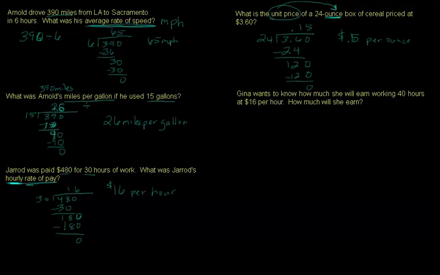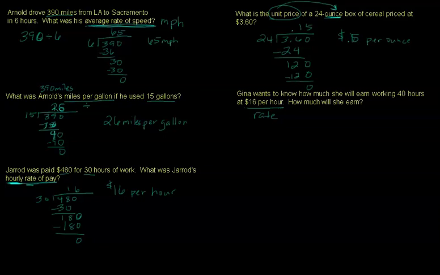Now this one mixes it up a little bit. Notice how they give us: Gina wants to know how much she will earn working 40 hours at $16 per hour. So they give us the rate. With the others, we wanted to know the average rate of speed, how many miles per gallon, the hourly rate of pay, the unit rate or unit price. Here they give us it.